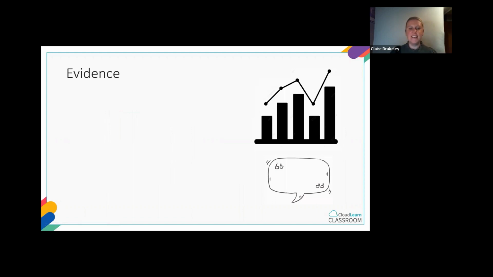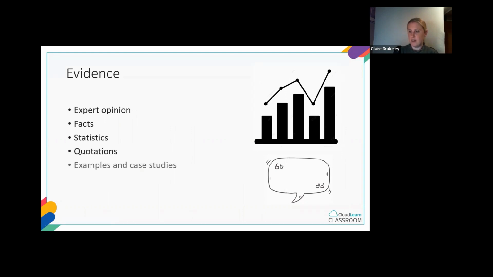So, evidence. In both types of essay, various types of evidence can be given, discussed, and analysed. Some of these types of evidence might be expert opinion, facts, statistics, quotations, examples and case studies, or even personal experience. The evidence isn't merely given though, and whatever type of evidence is used, it must be analysed and discussed, then decided how it fits with the author's argument.